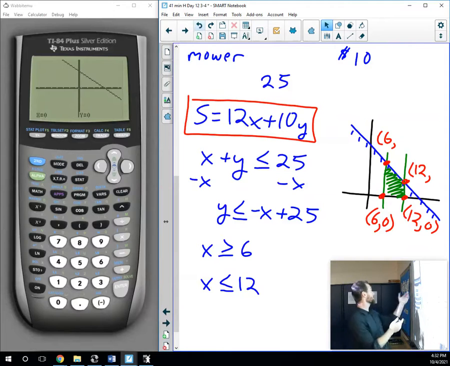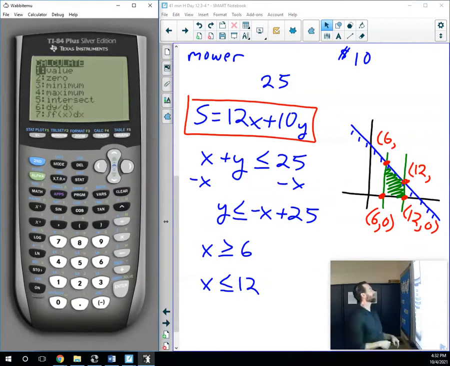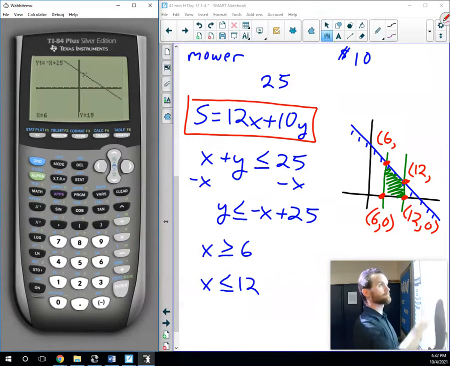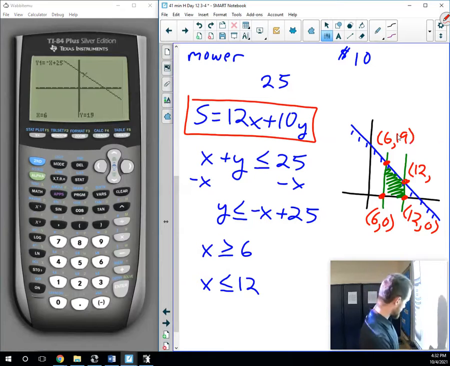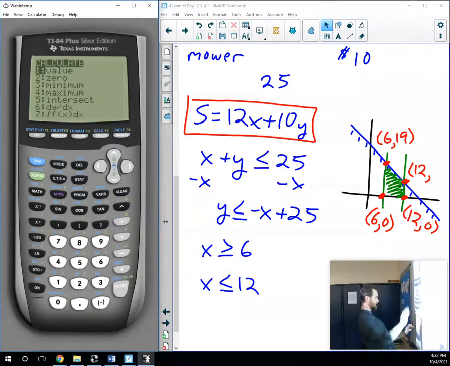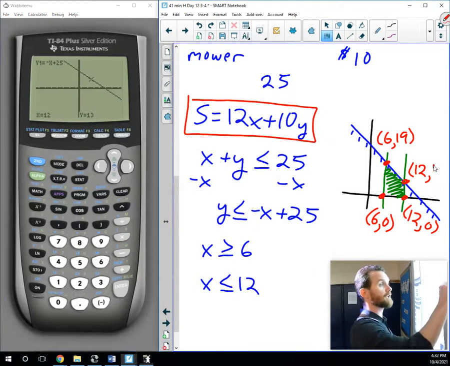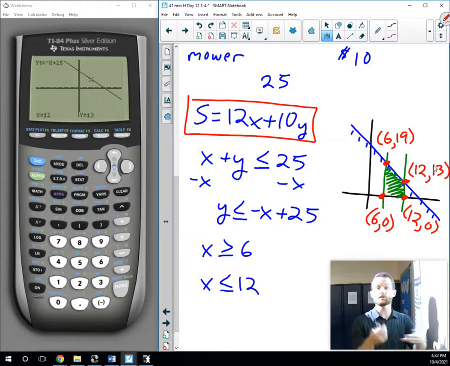And we could just plug it in, or we could use a calculator. Second, calculate value. X equals 6. Let's see what we get. 6, 19. And if we plug in second calculate value, 12, enter, we get 12, 13. We could have done that by hand, and if you did, there's nothing wrong with that. I'm just showing that there's more than one way to get your answer.